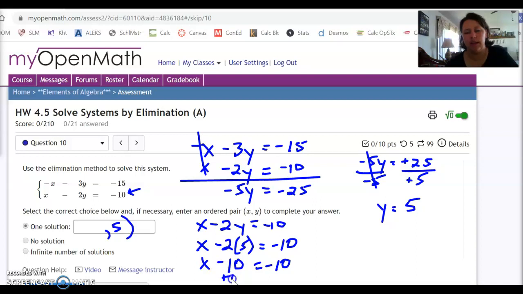Then we're going to add 10 to both sides. And it's okay to get 0. Remember, it's okay to get 0. The 10's cancel. Over here on the right-hand side, we have negative 10 plus 10. Yes, they do cancel, but what do they become? They become 0, and that is okay for an answer. So we get x equals 0. So the solution to this system is the point 0, 5.